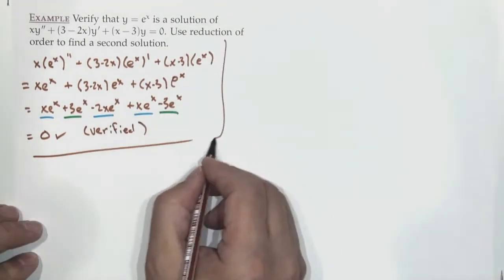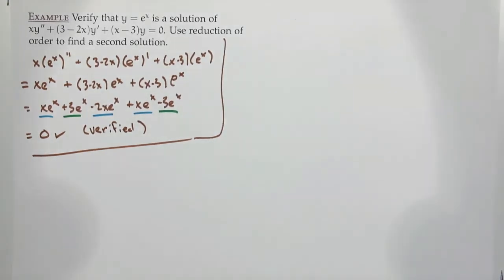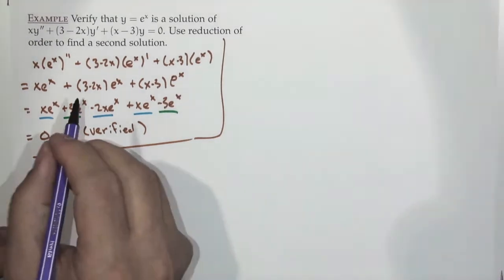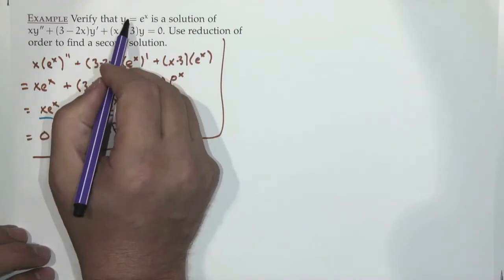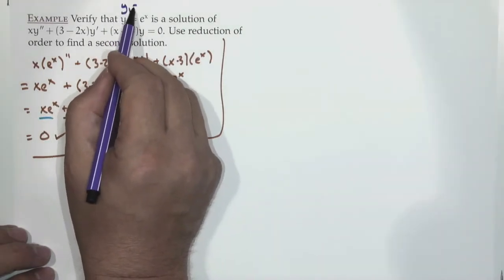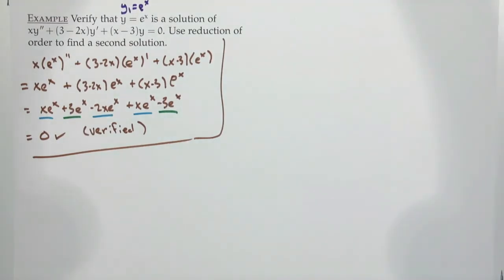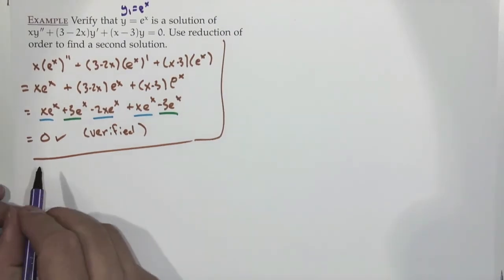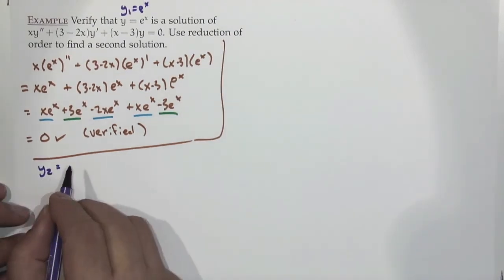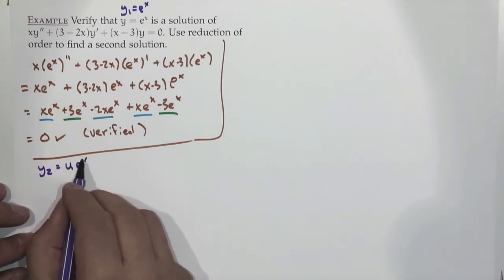Well, that's just the first part. So now, great, we have a solution, but we want the second solution. And I don't think I see any obvious candidates. All right. Well, we're not going to try to randomly guess. Not today. Instead, let's think about the process. The process says we have one. So when it says y equals e to the x, that's like y1 equals e to the x. Our first solution is e to the x. And so then we say, okay, great. We're going to set y2 equal to some function u times e to the x.